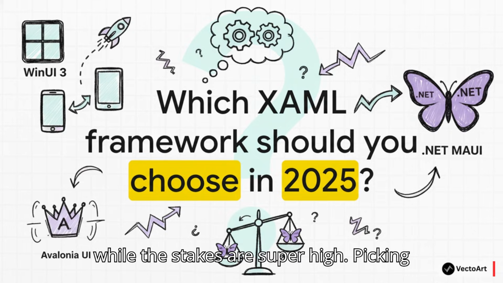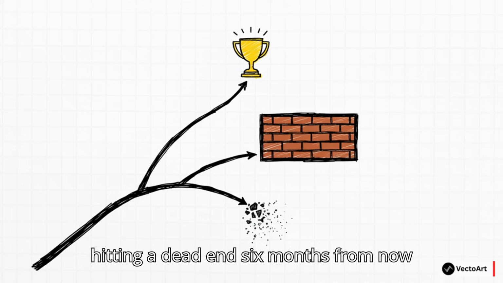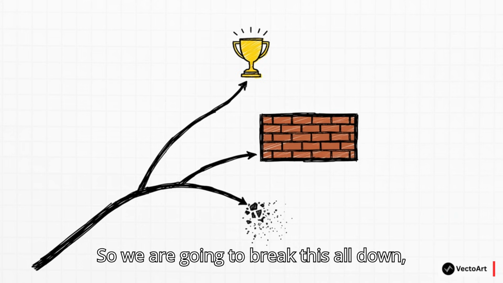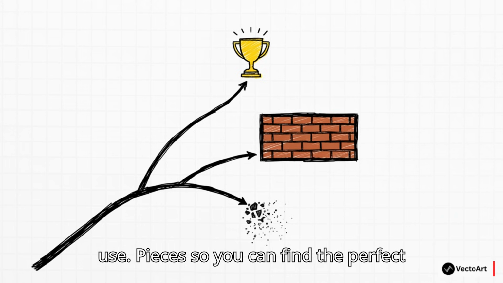It's a real dilemma for developers today, and the stakes are super high. Picking the wrong horse in this race could mean hitting a dead end 6 months from now and facing a complete, painful rewrite. So, we are going to break this all down: the core architecture, the tools, the use cases, so you can find the perfect fit for your project.